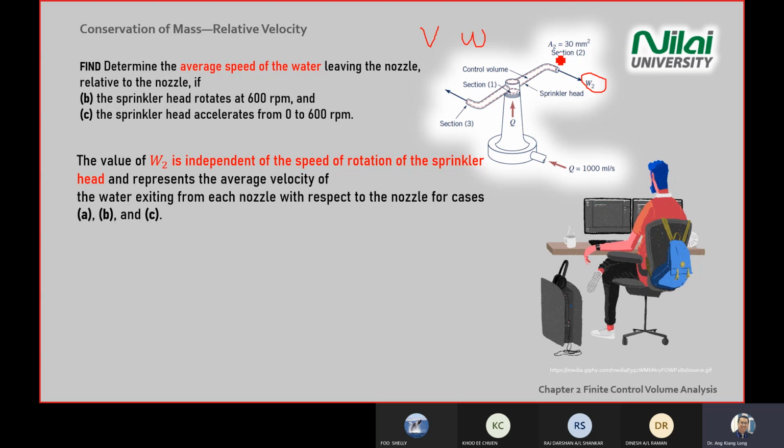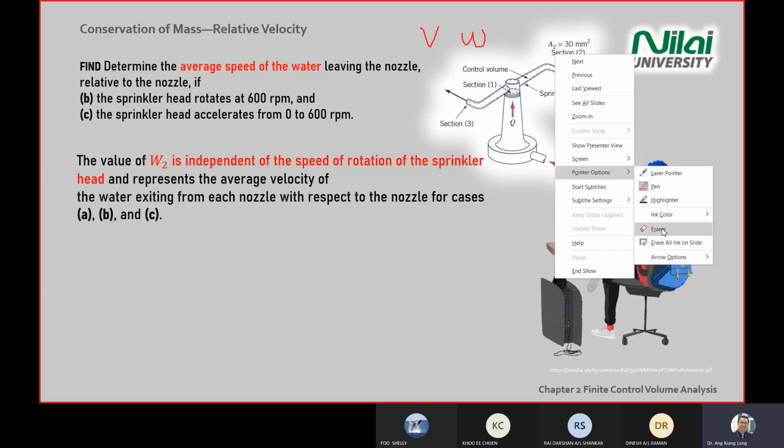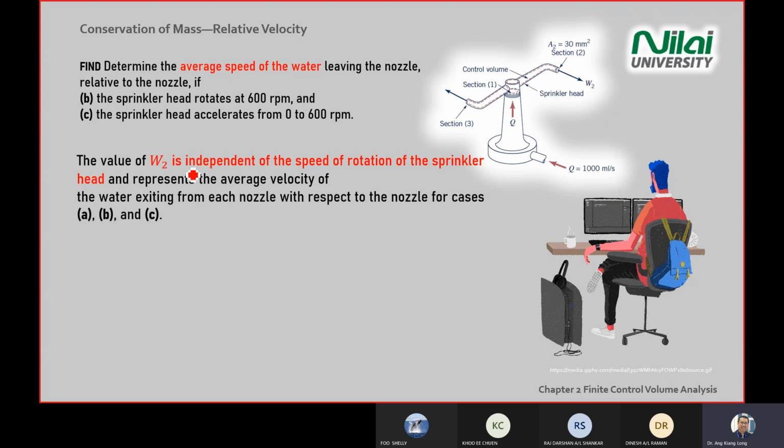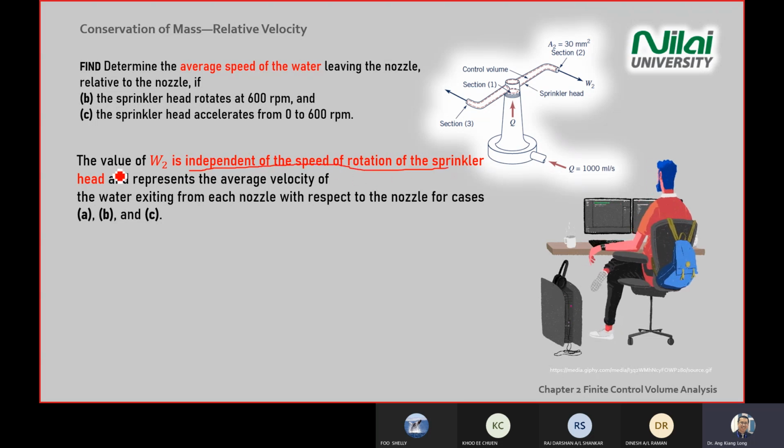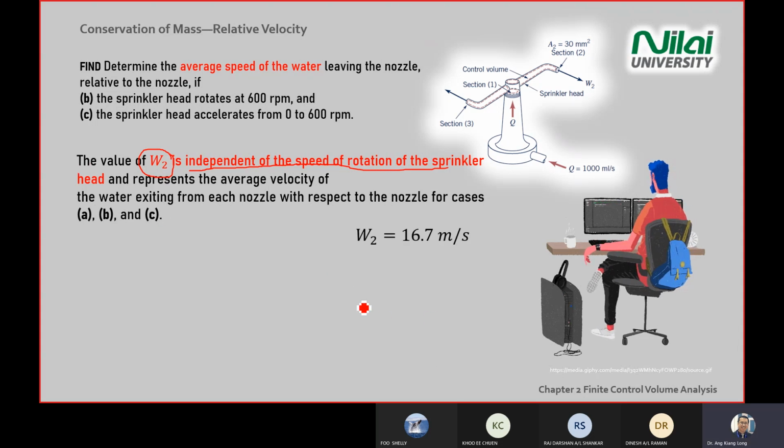However, for sections B and C, I put a special note on the screen where I highlight with red text, which means that it isn't affected by the rotation. W2 is a relative value, so it is independent, meaning it doesn't change whatever the speed at which the control volume is spinning. W2 is always the same. So the answer for B and C is the same as A.